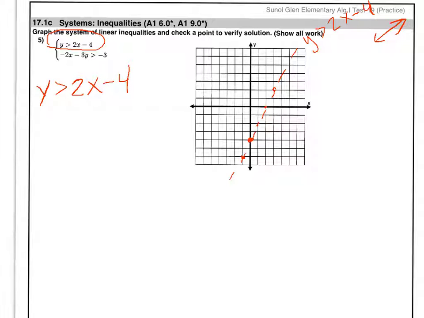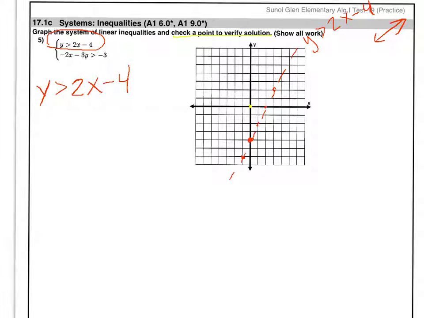Y is greater than. Where is y greater? So in this, if you look at the instructions really carefully, it says check a point to verify solution. Okay, so I'm going to check a point for my shading first. Okay, and my shading needs to go up. So I'm going to check this point right here, 0, 0.